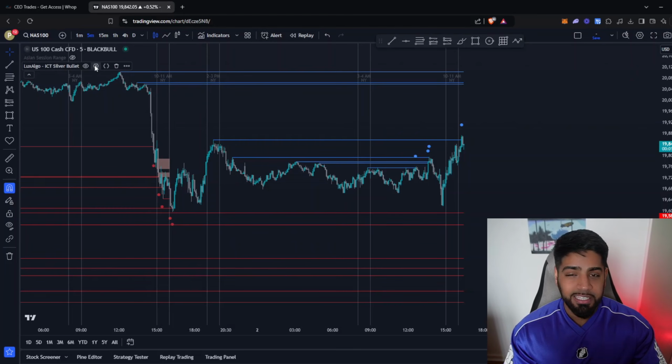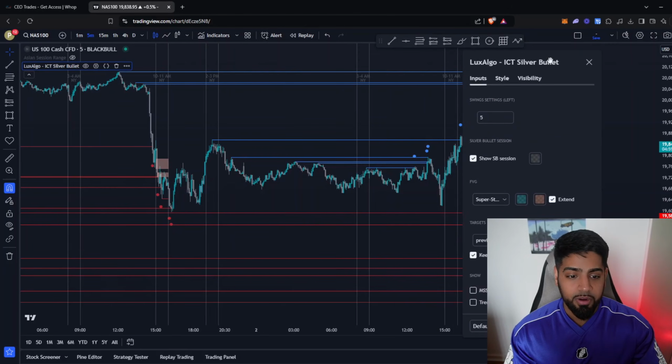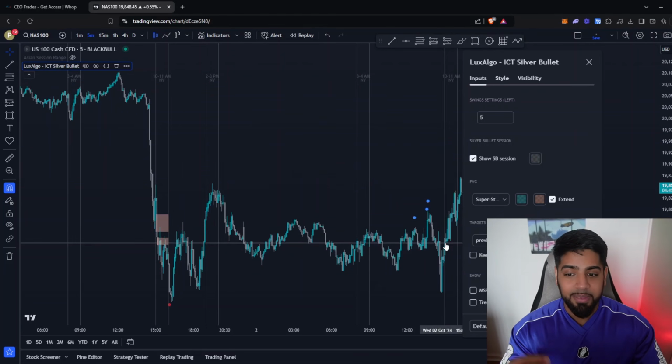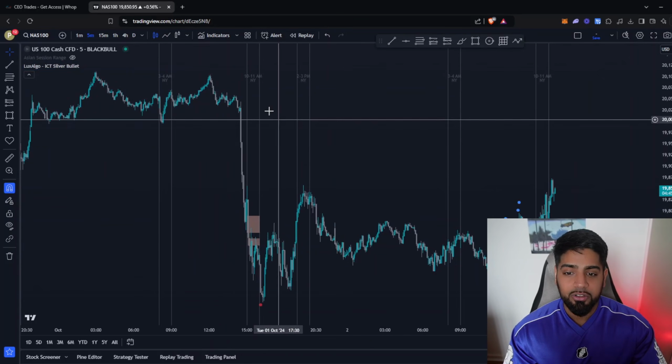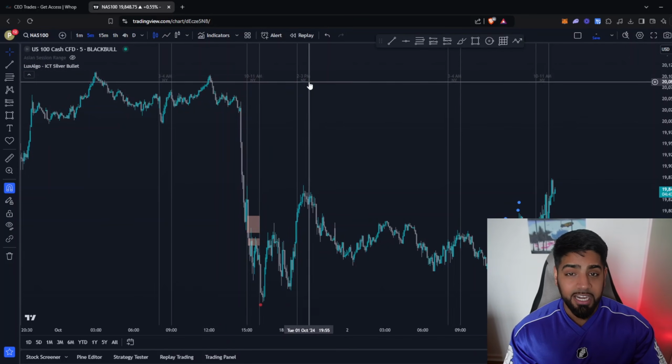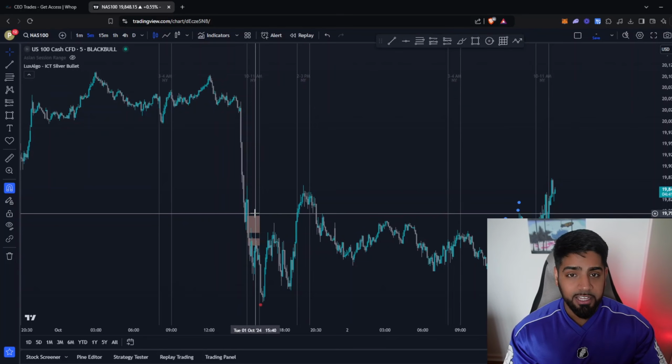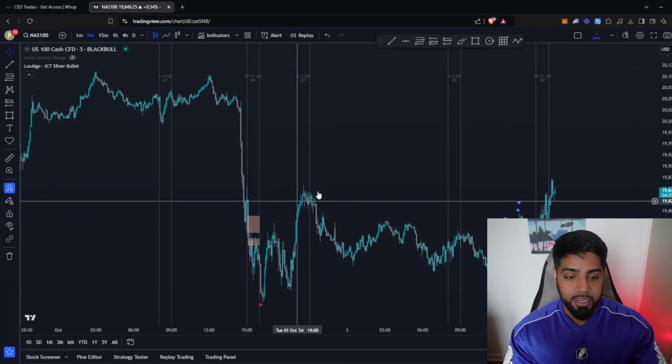So we're going to click on this settings icon and it's going to bring up all of the settings for the indicator. Now the first thing you're going to turn off is click this and uncheck it, and that is going to remove all of these lines off of your chart. And that way it makes it much easier for us to look at. And now the only thing that is showing on the screen is the silver bullet times and also the fair value gaps that this indicator is marking out for us.